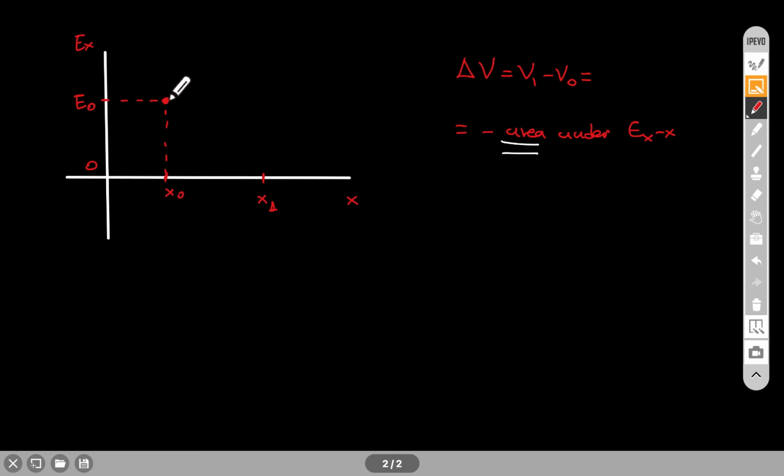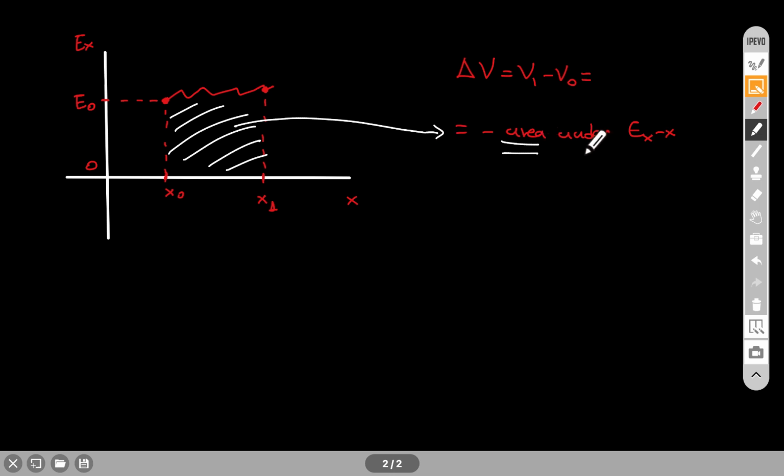I know that the electric field looks like this, this is x0, this is x1, only if I know what the entire graph looks like, only then I can actually calculate the area under that. Okay, because this will give me minus the area under the graph. If somebody tells you the value only at one point, you cannot find the potential difference between those 2 points.